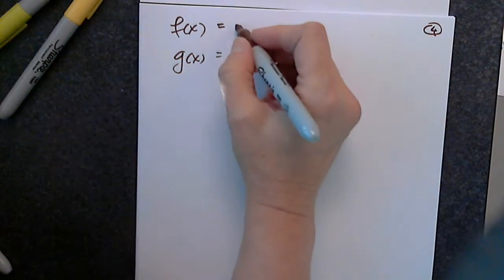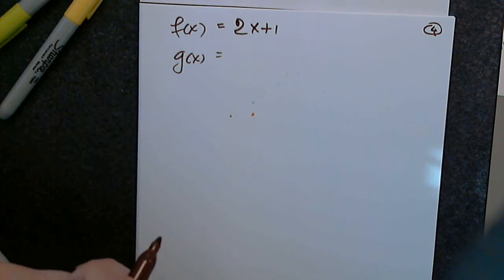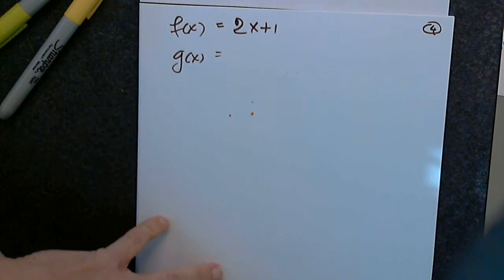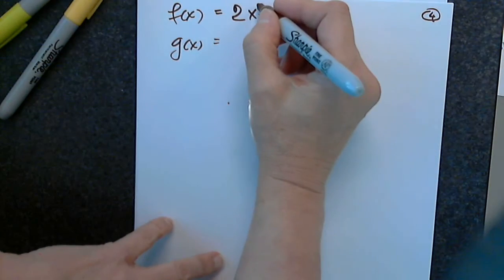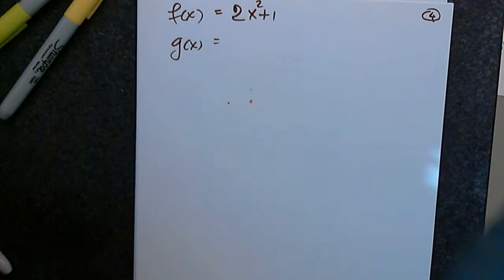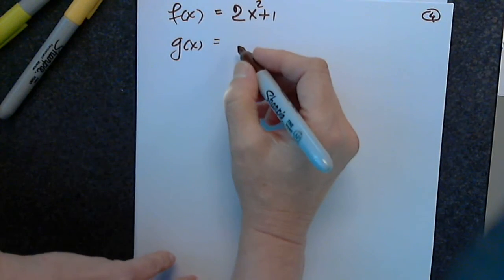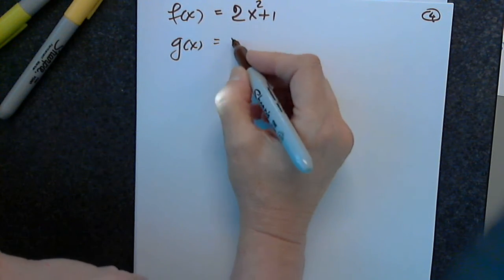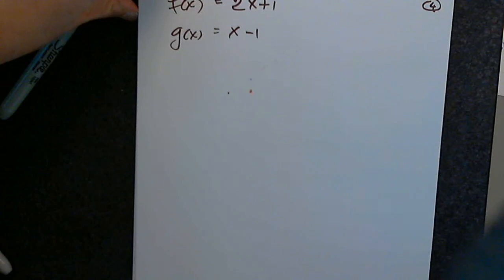2x plus 1. Awesome. What type of function is this? Perfect. And let's also look at a quadratic. I would like to change this one into quadratic, and you'll see in a moment why. So now let's determine a linear. Let's use a linear function. X minus 1. Perfect.